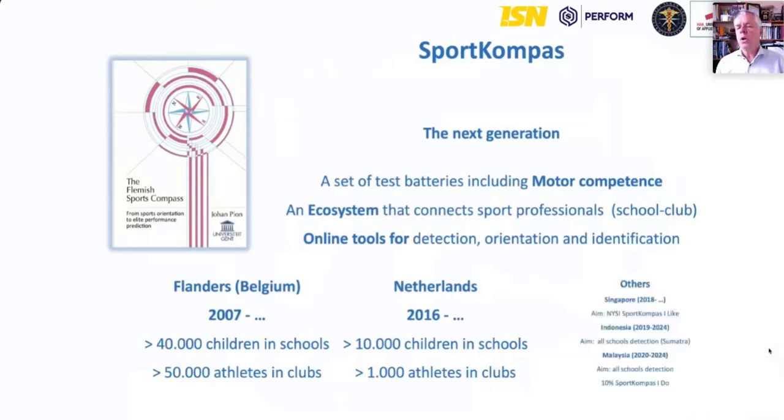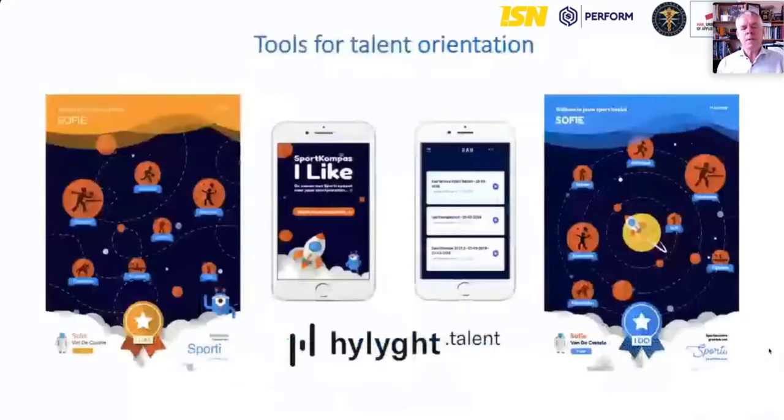And also other countries like Singapore, Indonesia, and Malaysia are interested to start with this kind of testing. So in Indonesia, we have the aim to test in all schools. In Malaysia, we try to build up a new system, and we will see if we can start to test and detect the children in the schools and to help them find the right sport to become future champions.